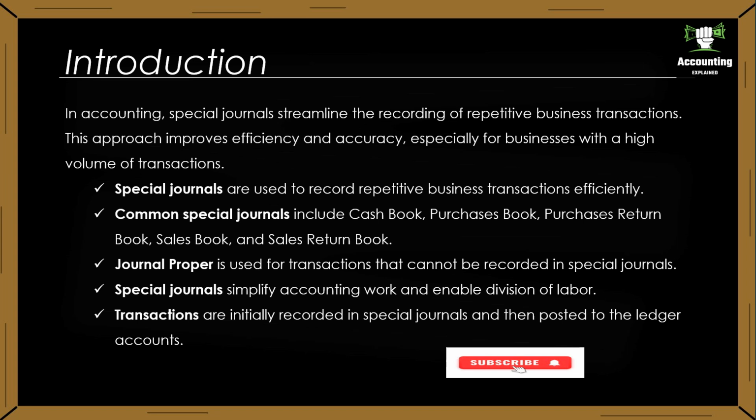We know that in journal we record all the transactions, right? So if it is a small business, it is easier for us to record all the transactions in one book. Think of a business which is very big, like a car manufacturing industry or a computer manufacturing industry, automobile industry. Then recording all the transactions in one book is very difficult. In such case, we use special journals.